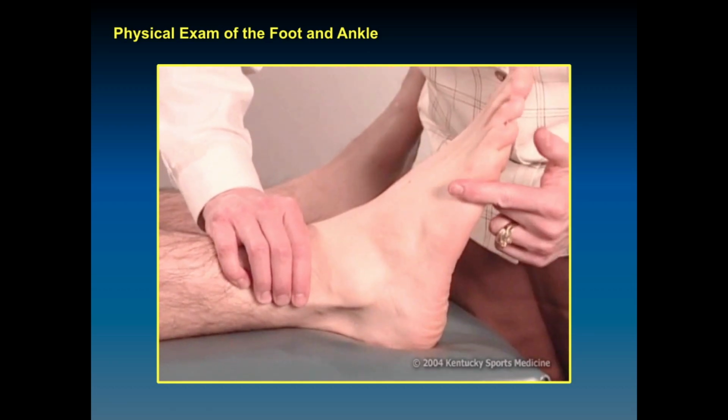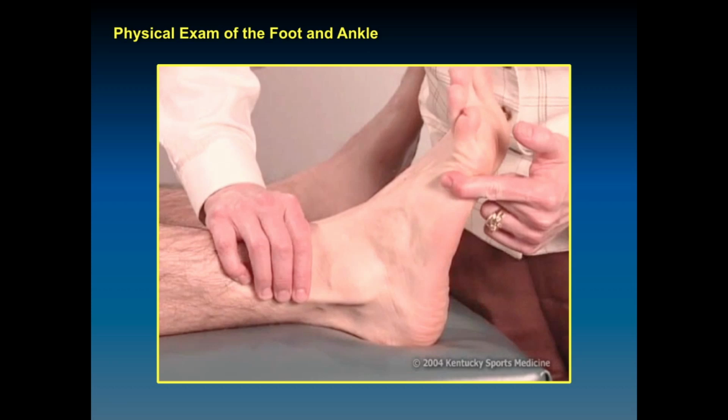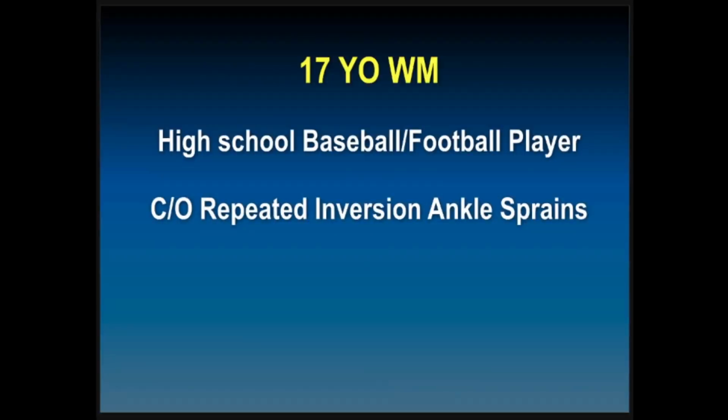Assess for instability. This is an example of a peroneal tendon instability. This is a high school baseball football player who was having more trouble in baseball running bases. He had repeated inversion ankle sprains, which he may have had, but really his diagnosis was peroneal tendon instability.